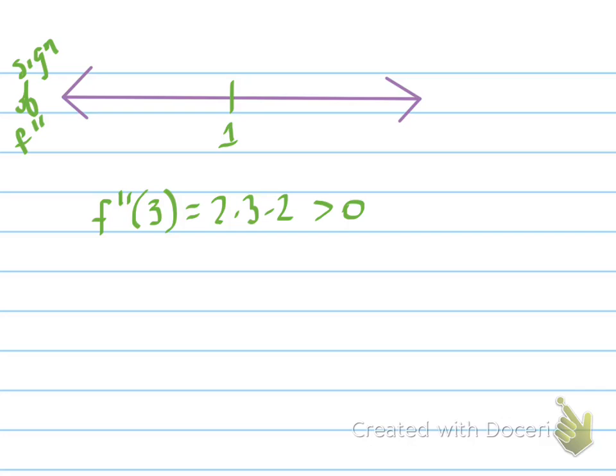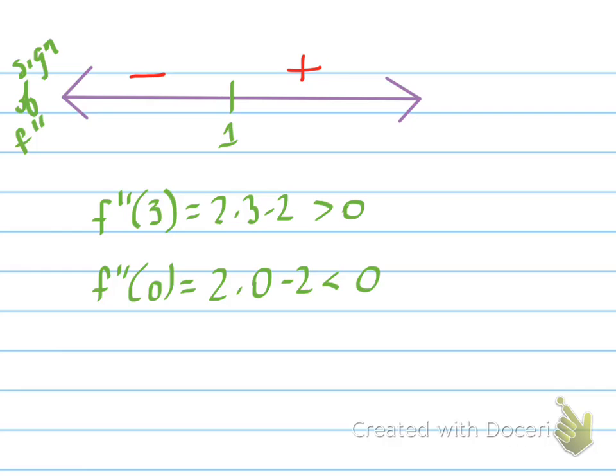F double prime of 3 is 2 times 3 minus 2, which is greater than 0. So I put a plus to the right of 1. And then I pick any number to the left of 1, like say 0. F double prime of 0 is 2 times 0 minus 2, which is negative. So I put a minus sign to the left of 1.